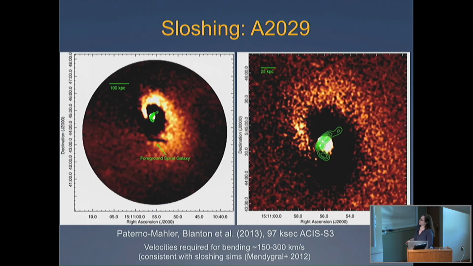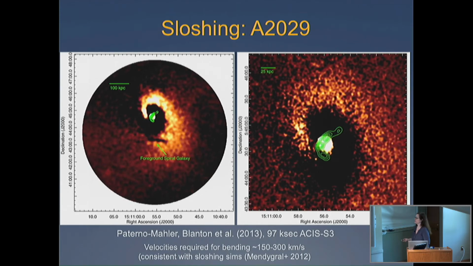And then this is more recent data, a deeper observation of this same cluster, where you can see the same thing, but you just see this beautiful spiral extending out farther, and then the interaction again in the core with the radio lobe. And that's from Rachel Paterno-Mahler.